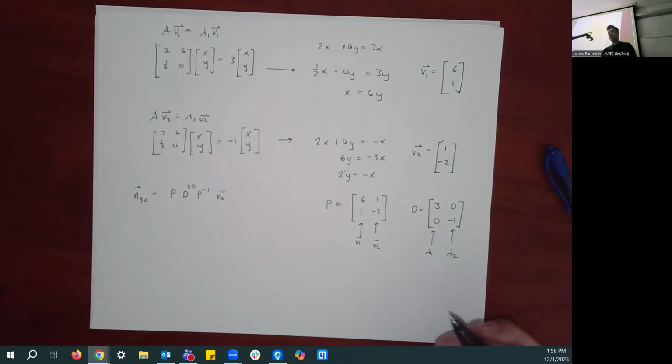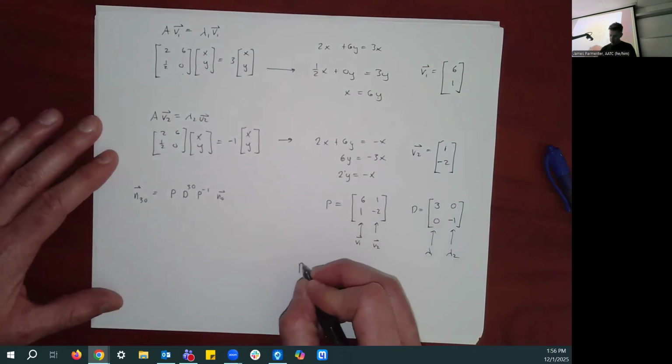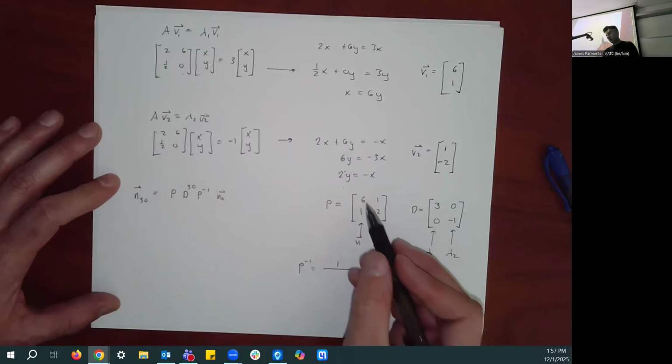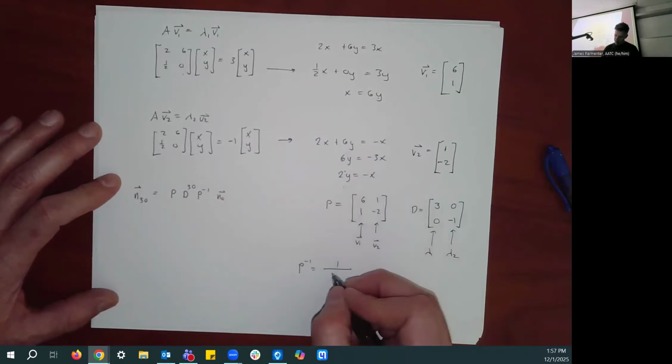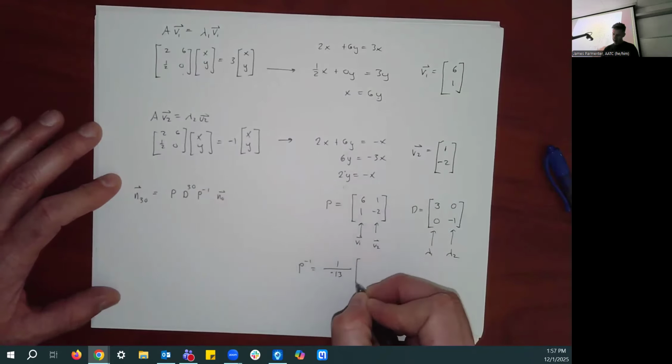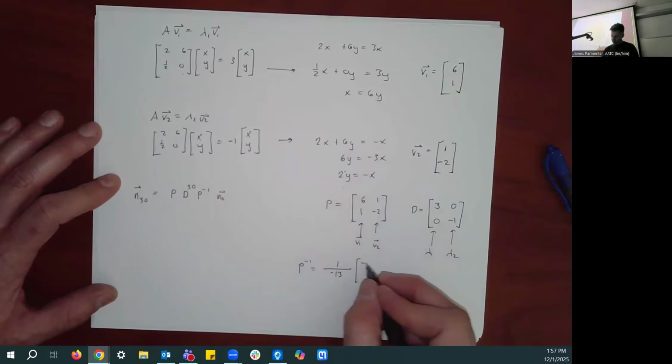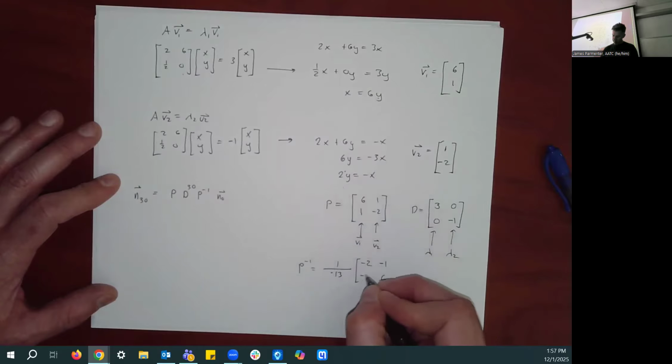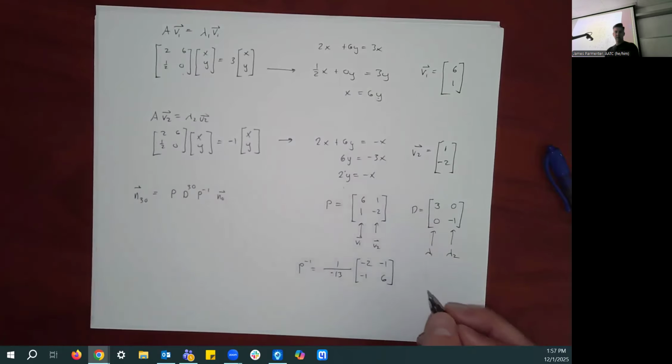And then P inverse we find by using the inverse of a 2x2 matrix. So P inverse is going to be 1 over the determinant of P, which is negative 12 minus 1. It's kind of gross. And then switch 6 and negative 2 and change the signs of both of those 1s to negative 1. Not very pretty, but oh well. Sometimes matrices are not very nice. So then, yep, we do all that.